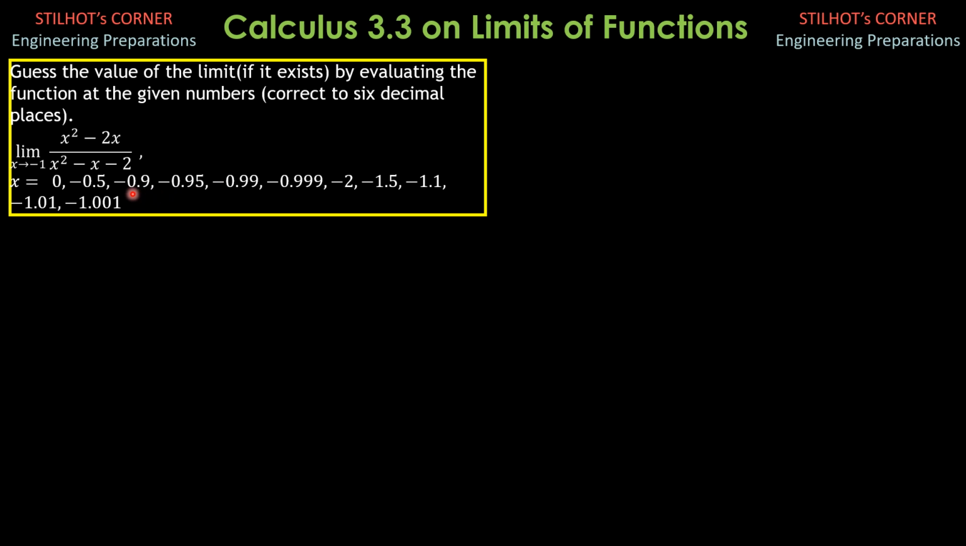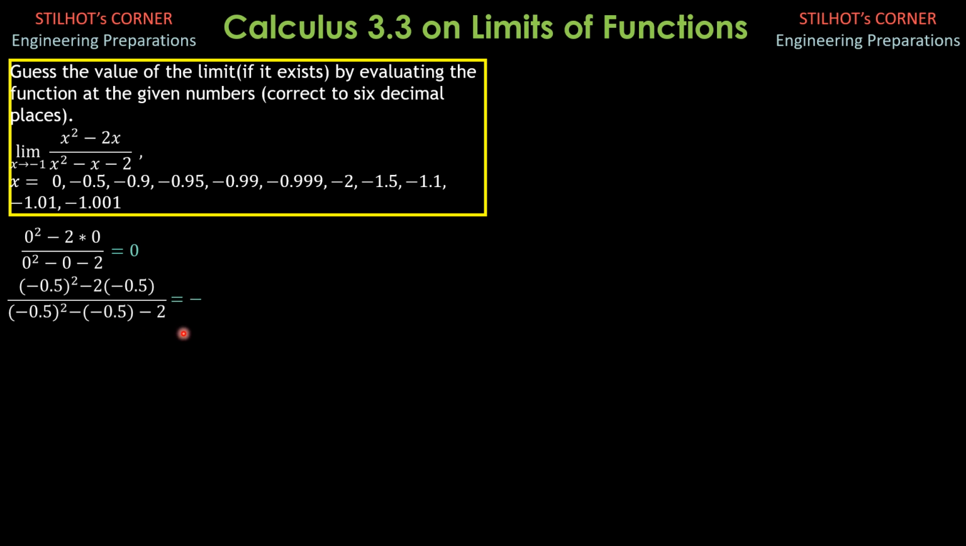So using your calculator, you just type the quantity alpha x squared minus 2 alpha x, all over the quantity alpha x squared minus alpha x minus 2. Then press calculate at these values of x. So for the first one, it is definitely 0. Then at -0.5, (-0.5) squared minus 2 times -0.5, over (-0.5) squared minus (-0.5) minus 2.